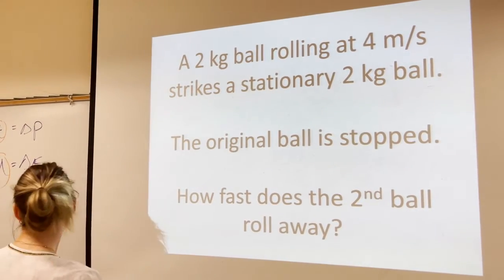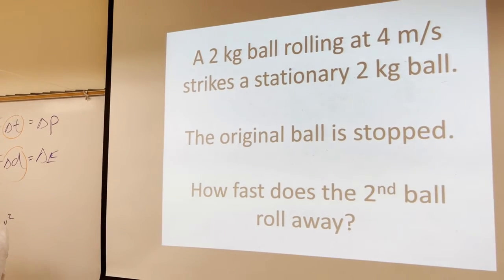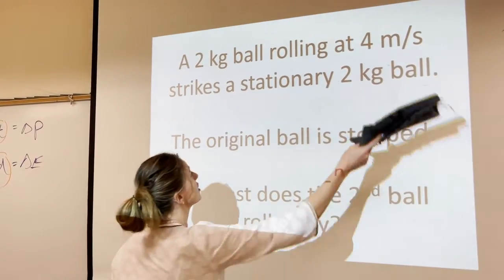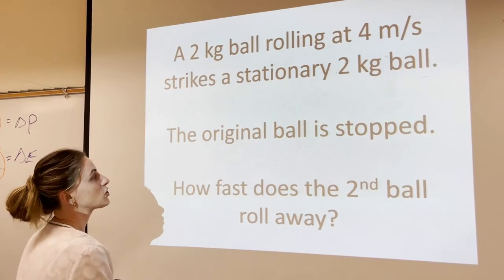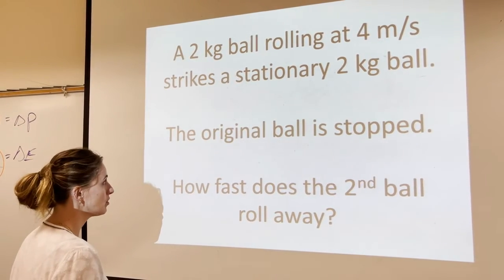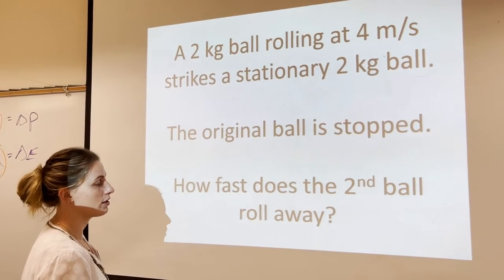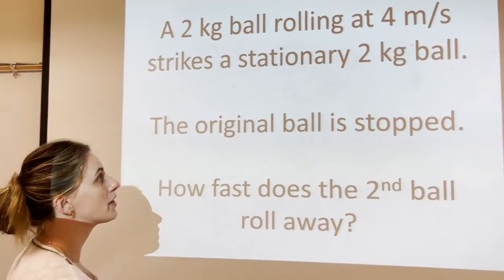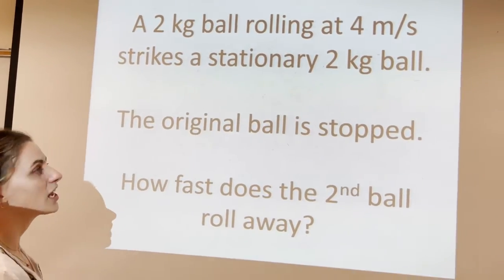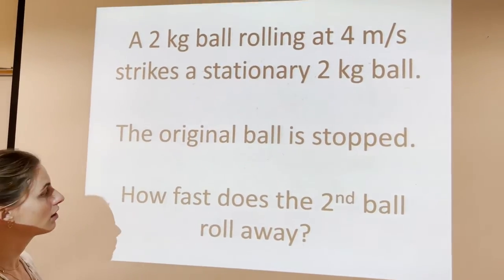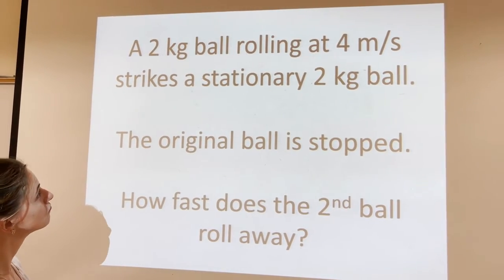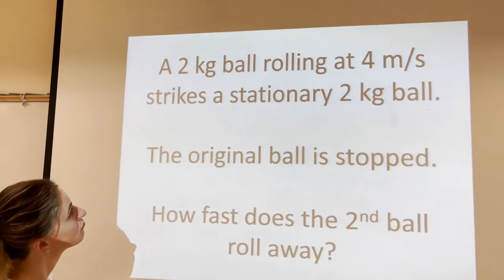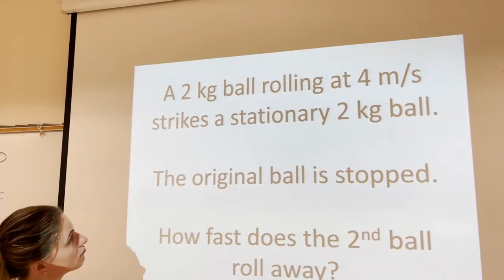A 2 kilogram ball is rolling at 4 meters per second and strikes a stationary 2 kilogram ball. The original ball is stopped. How fast does the second ball roll away? You could do the math for this, but based off what we said, it's got to be 4 meters per second. Well, the momentum before is equal to momentum afterwards. The momentum before is going to be 2 kilograms times 4 meters per second. That's going to be 8 kilogram meters per second.